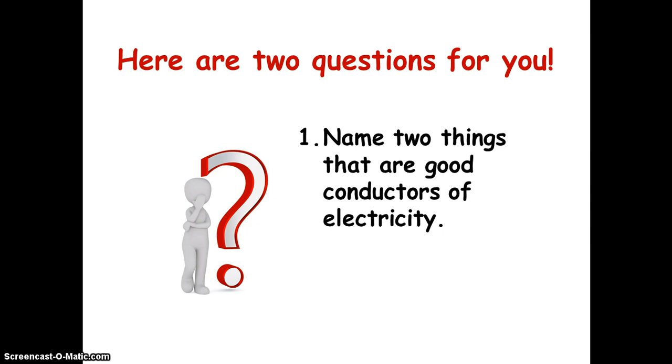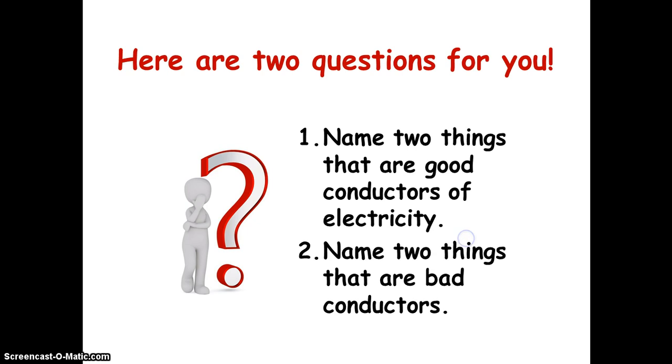I want you to name two things that are good conductors of electricity. Just look around your home, maybe in the kitchen, in your living room, or wherever you are. Think of devices or appliances, or you can think of an object, a material that you think is a good conductor of electricity. It can enable electricity to go through it. That is question number one.